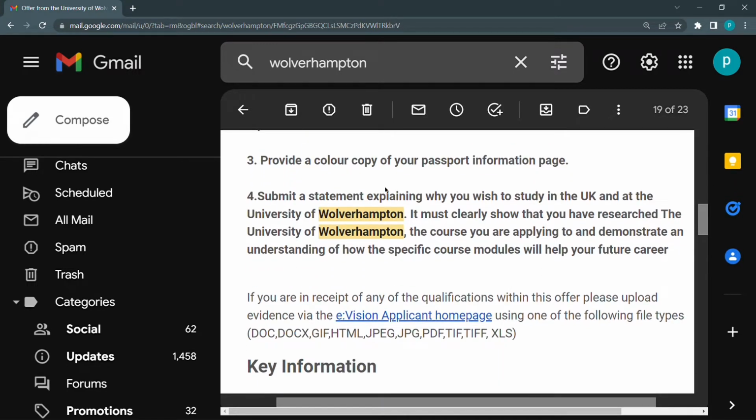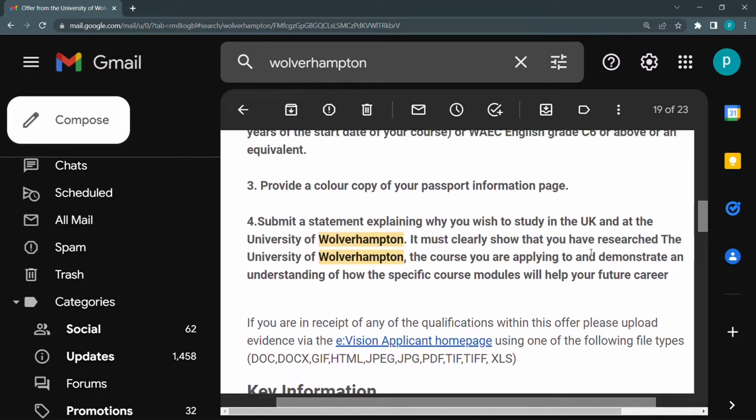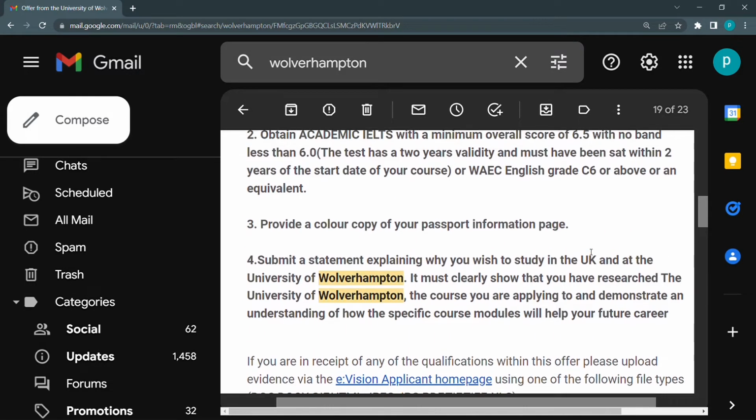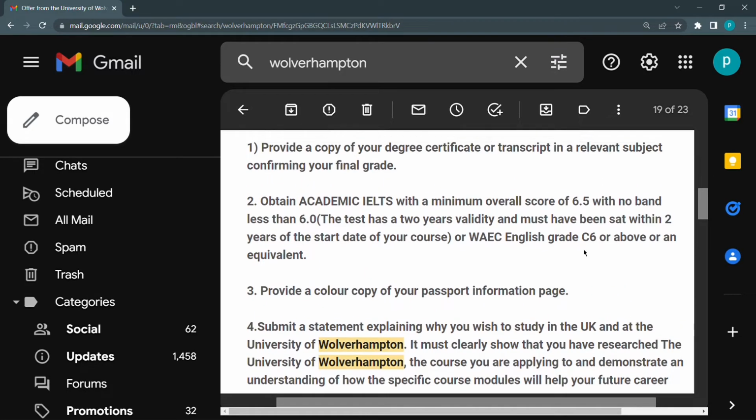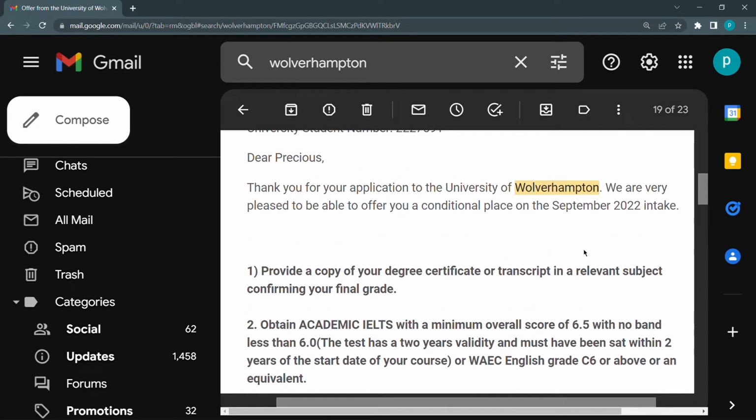Submit a statement explaining why you wish to study in the UK and at the University of Wolverhampton. It must clearly show that you have researched about the University of Wolverhampton, the course you are applying to, and demonstrate an understanding about how the specific course module will help your future career. These people are very specific and straight to the point about what they actually want. So these are the conditions for University of Wolverhampton.